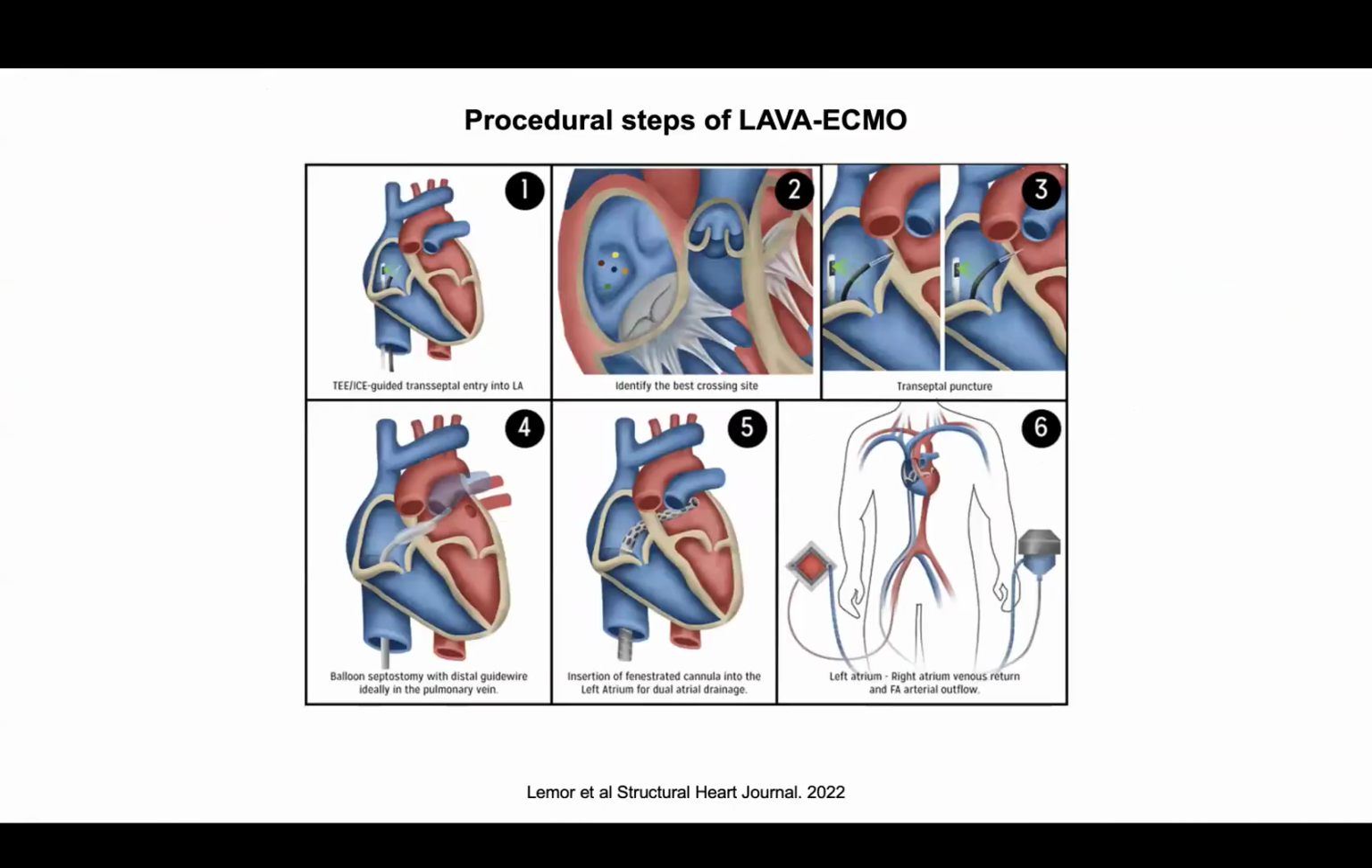So this is that LAVA ECMO that I was telling you about. You get your venous cannula, a multi-stage cannula, across the septum. So you get a septostomy and then you park that cannula, draining both the LA and the RA, and that way you get venting of the left side, especially in the setting of valve dysfunction, either mitral or aortic.